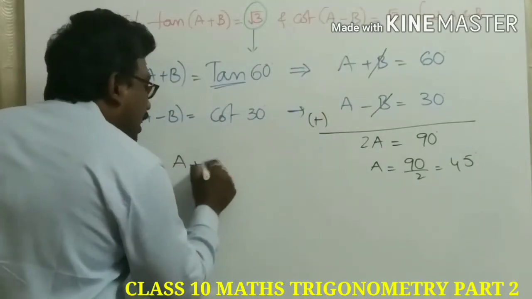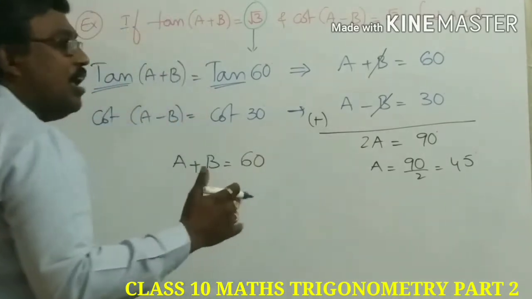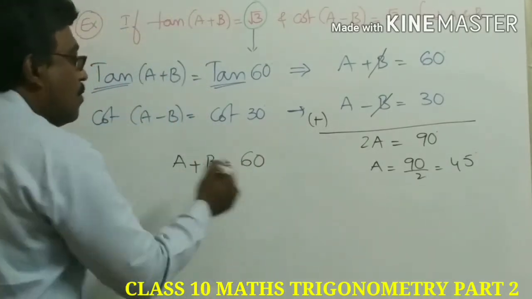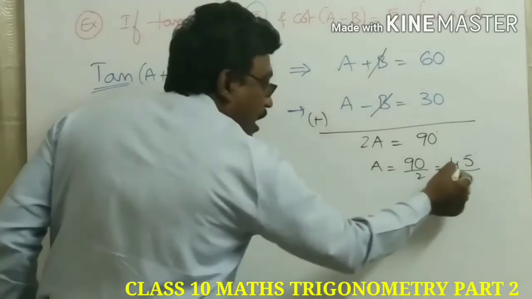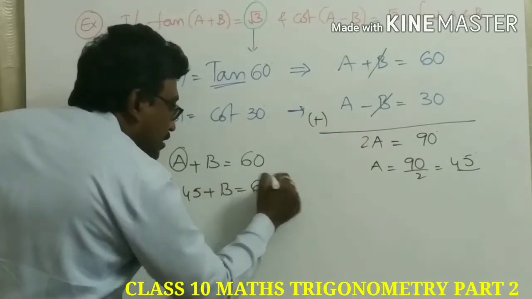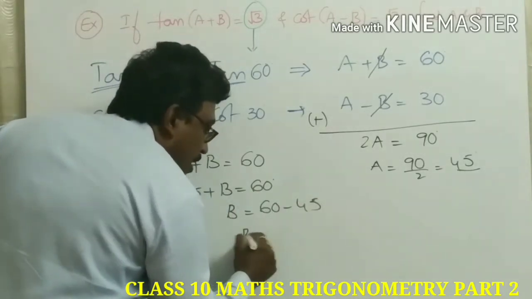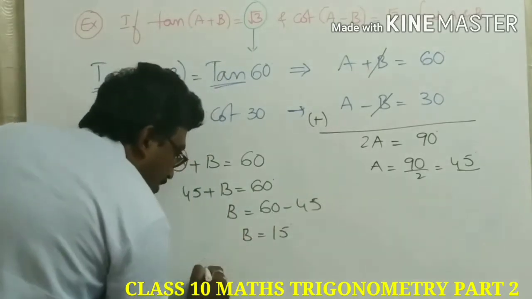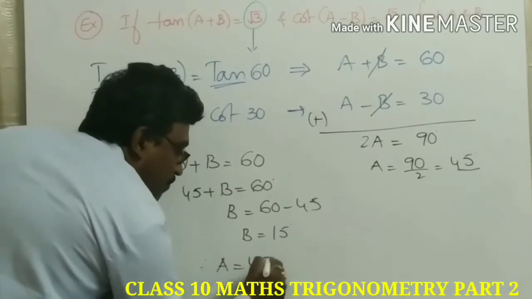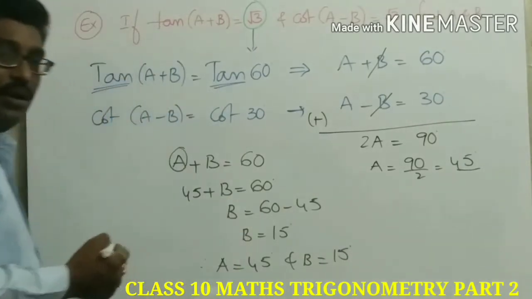Now you can take either of the equations, A plus B is equal to 60 or A minus B is equal to 30. A value is known, so substitute: 45 degrees plus B is equal to 60 degrees. Then B is equal to 60 minus 45. So B value is 15 degrees. Therefore, A value is 45 degrees and B value is 15 degrees. Okay.